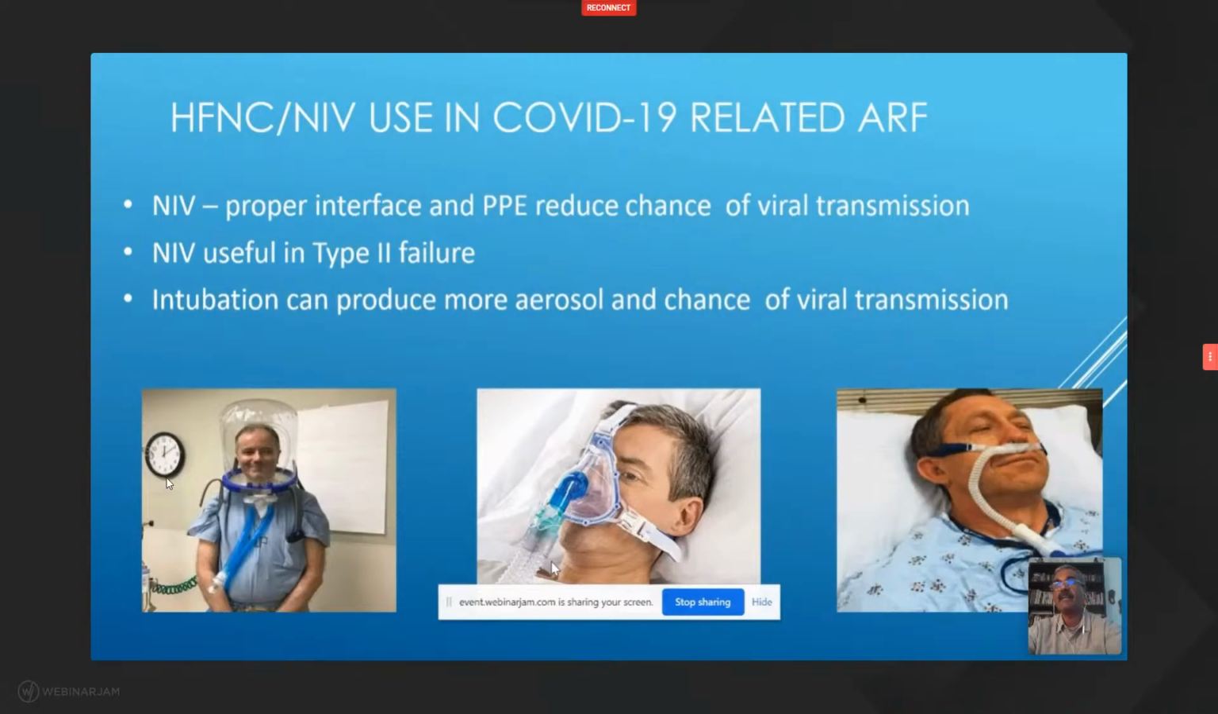NIV obviously is more useful than HFNC in type 2 respiratory failure because it gives an inspiratory support, and in those patients who are starting to tire out, because the inspiratory support also helps in increasing the tidal volume and reduce the work of breathing, along with the EPAP or the CPAP that the bilevel of NIV can give.